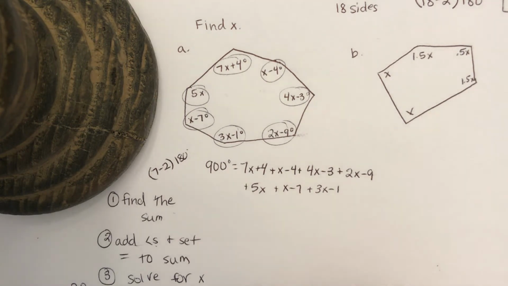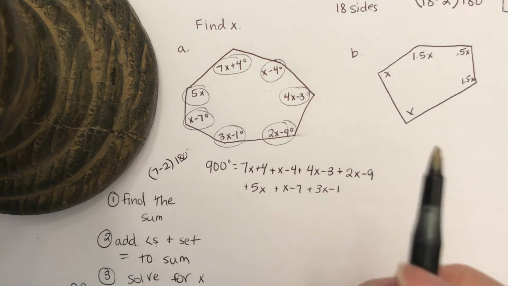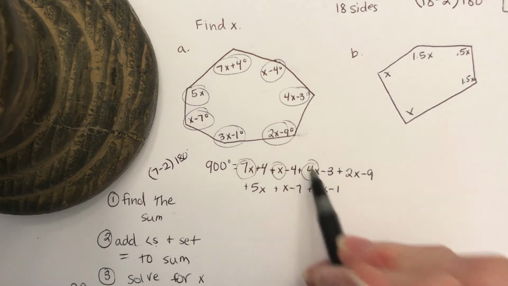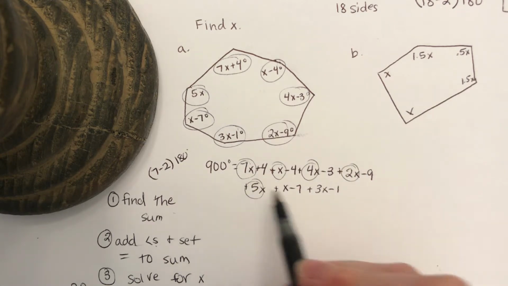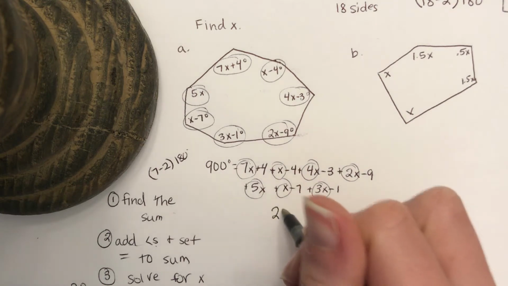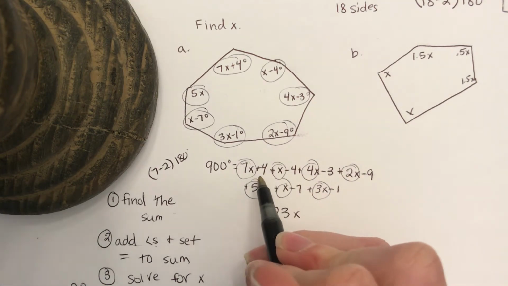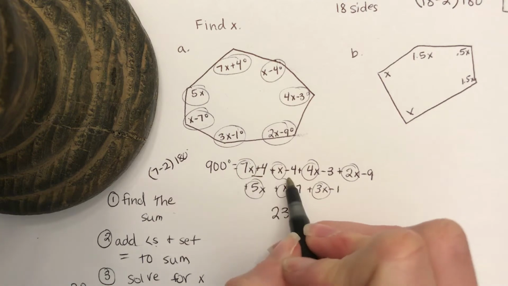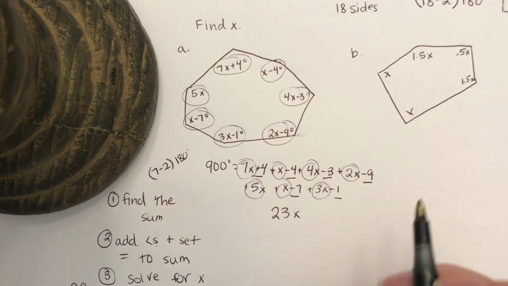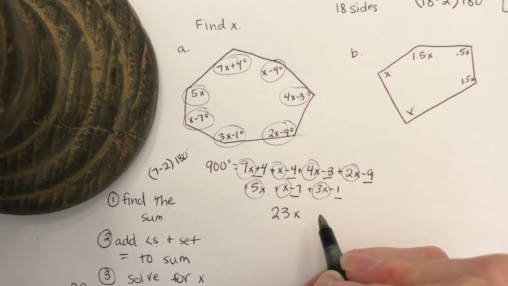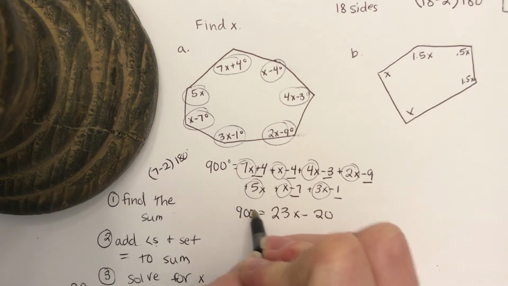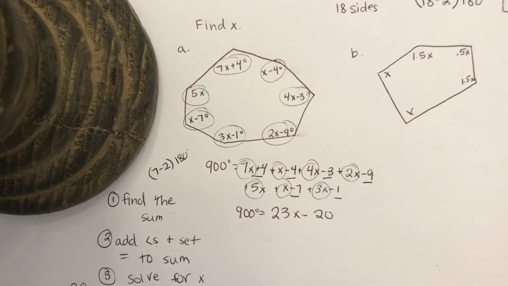So step 3 is just to solve for x, just like any other equation. So I'm going to combine my like terms. So I got 7x, 1x, 4x, 2x, plus 5x, plus 1x, plus 3x. So when I count up all my x's, I have 23x. And then I need to count up all of my numbers. So plus 4, minus 3, minus 9, minus 7, minus 1. When I combine all of that, that is going to give me minus 20. And again, it's still equal to 900 degrees. That hasn't changed, so I just bring that down.